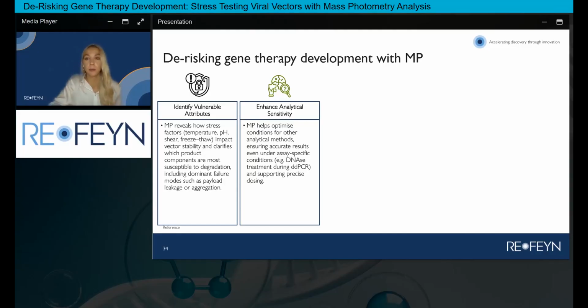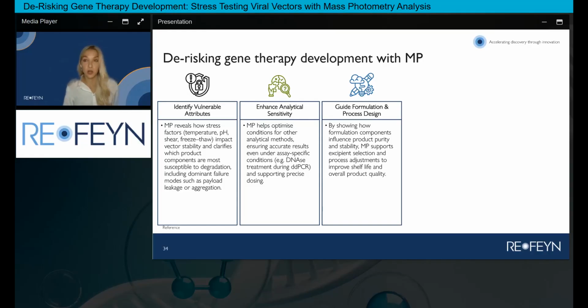And besides that, it can help guide formulation and process design. For example, mechanical stress is very important for determining which process parameters can be used. By exposing viral vectors very early on to different types of shear stress, we can determine what type of process parameters can be used, what a very high flow rate is, and what pressure should not be utilized during the clarification or the TFF process.